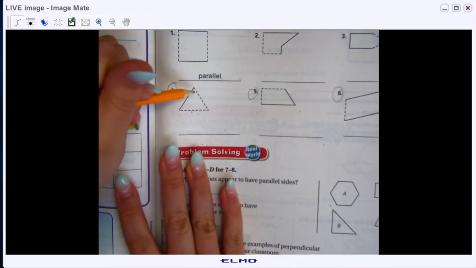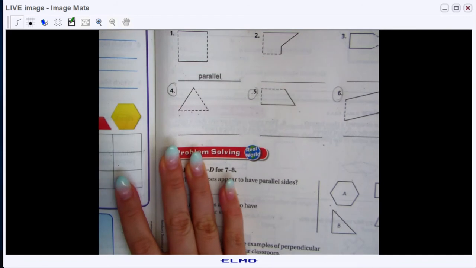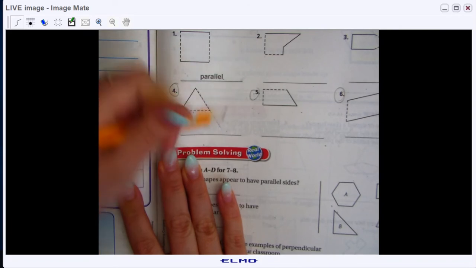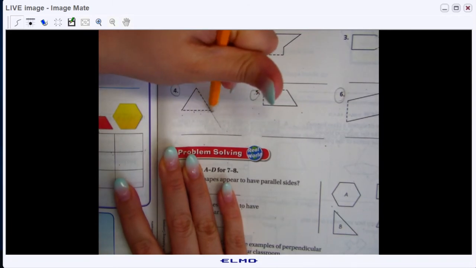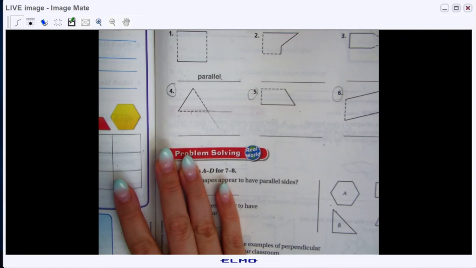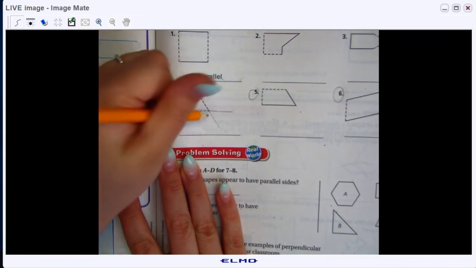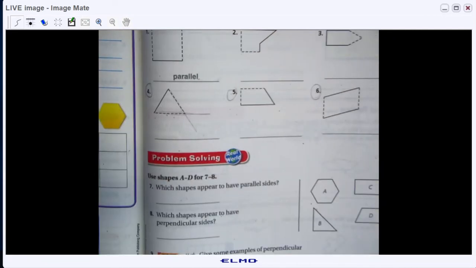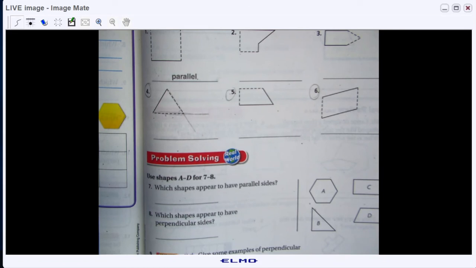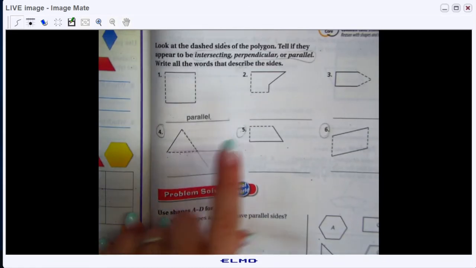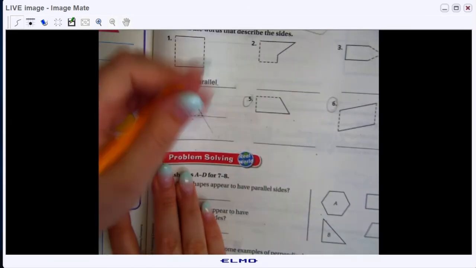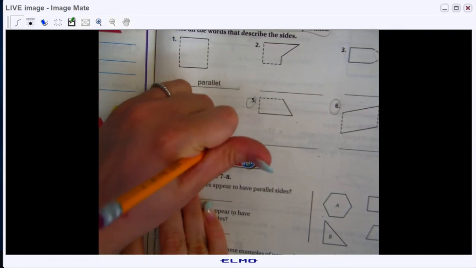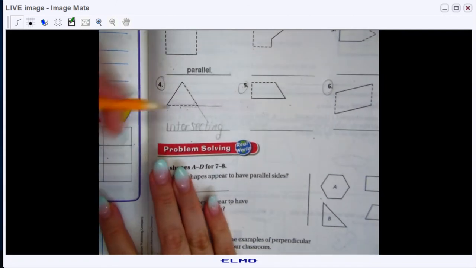So, number 4, we're looking at this line and this line segment here. If they were to keep going, extending these lines, do they cross? Yeah, they cross. Do they cross and make right angles? Well, no. This is obtuse, no. So they don't make right angles, but they do cross. What can we call that? We call that an intersecting line. So we're going to go ahead and write that in. Intersecting.